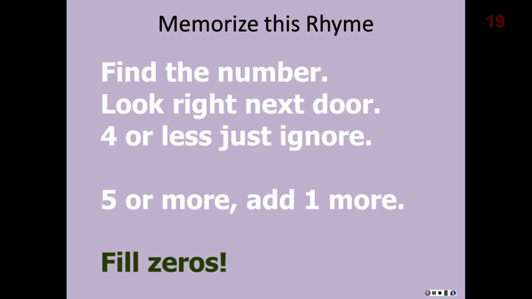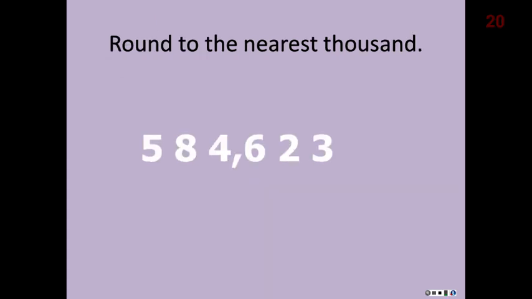Okay, let's do it one more time. You guys sound kind of good. We could probably get a little choir going. Find the number, look right next door. 4 or less, just ignore. 5 or more, add 1 more. Fill zeros. Okay, now let me show you how to use this strategy. I want you to just sing this to yourself in your head, and then you're going to actually apply this strategy to rounding.